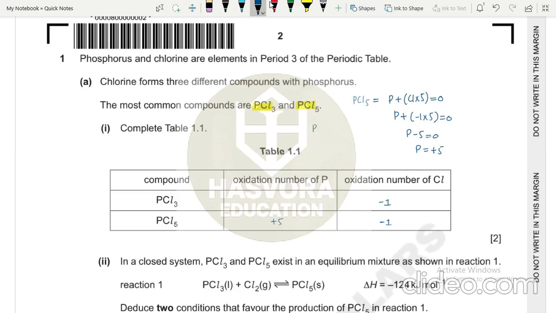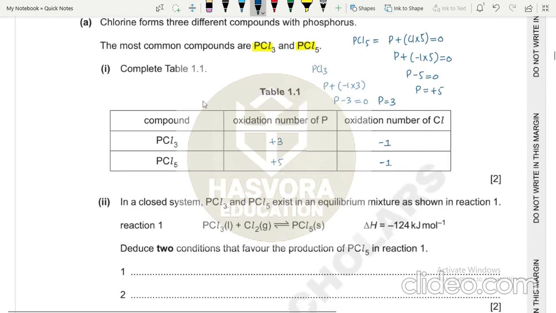Now let's look at PCl3. It will be P plus -1 into 3. It will be P minus 3 equals 0 and P will be equal to plus 3. So it will be plus 3. Let's move on to the second part.